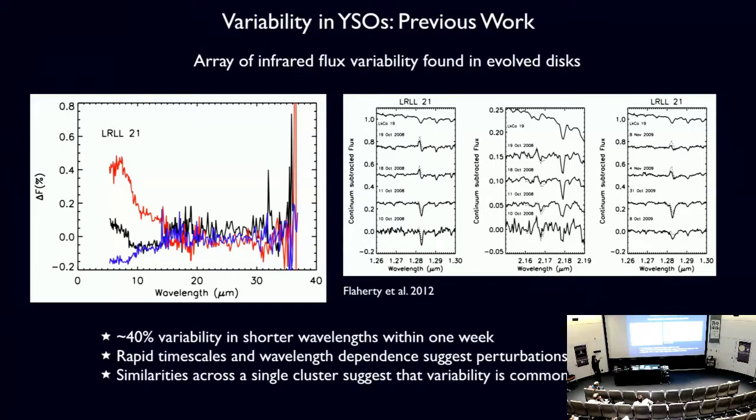So in this study, they were talking about how variability is probably common. Even though they see it in certain types of stars, they also see it across a cluster, and therefore this isn't just a localized phenomenon or a certain type of star.